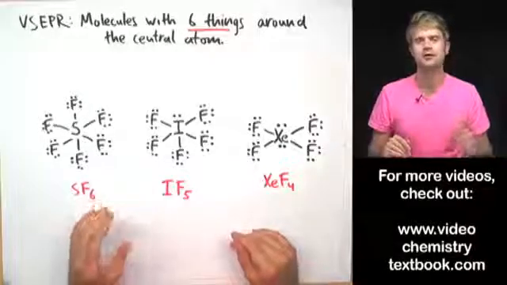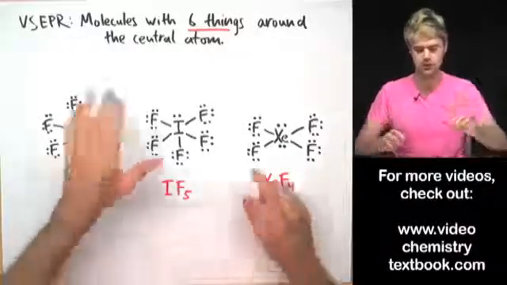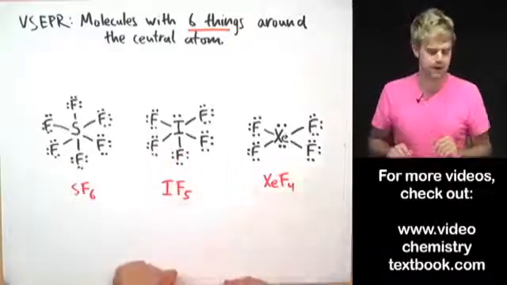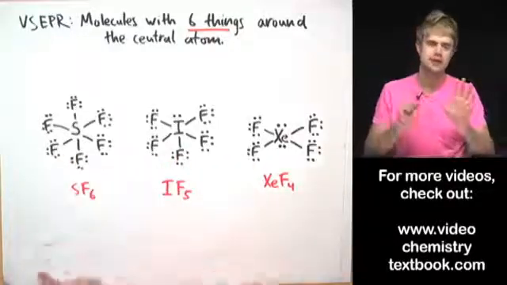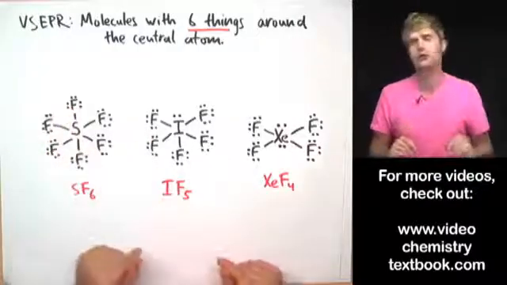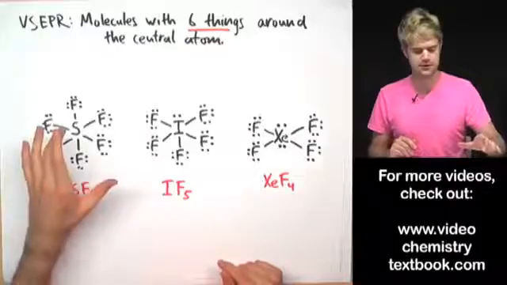Okay, let's look at three-dimensional VSEPR shapes for molecules with 6 things around the central atom. Molecules like these here. As we've said, these 6 things can be combinations of bonds and lone electron pairs. We can have 6 bonds, like this one.